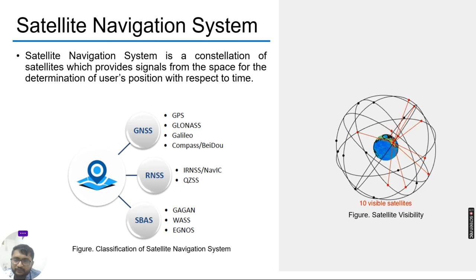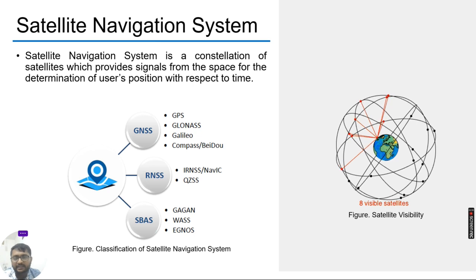When we want to classify this satellite-based navigation system, we can classify it in different ways. The first is the global navigation satellite system, which provides coverage all around the world, which includes GPS from USA, GLONASS from Russia, BeiDou from China, and Galileo from Europe. Then we have regional navigation systems such as our own IRNSS, which is the Indian Regional Navigation Satellite System, or you can also say Navigation with Indian Constellation. And then we have the Quasi-Zenith Satellite System, QZSS, from Japan.